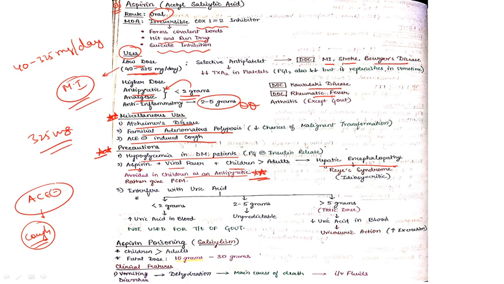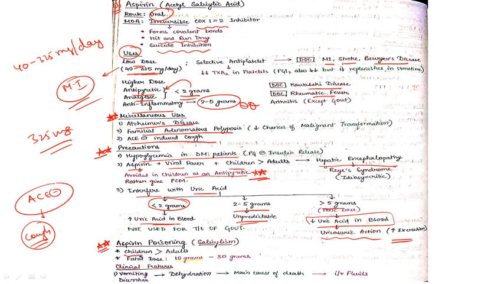Second, it also interferes with uric acid. In less than 2 gram dose, it increases uric acid in blood. In 2 to 5 gram dose, the effect is unpredictable, and at more than 5 gram it will decrease uric acid in blood, because it has uricosuric action. It will increase excretion of uric acid. Getting the point?